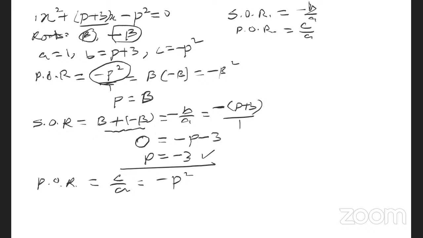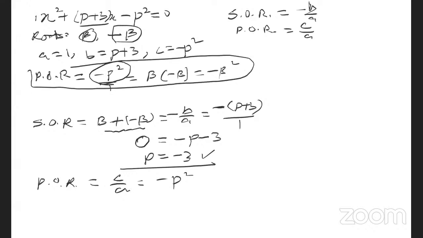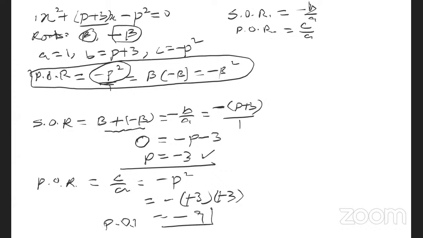That's why you do this. Just now I was trying to go straight to the product of roots and I got stuck here, so I went to find beta. See, wasting time. Are you okay now? You already found p, so minus p squared, which is minus 9. So product of roots equals minus 9. They didn't ask you to find p, but you have to make use of p first before you can find the product of roots.